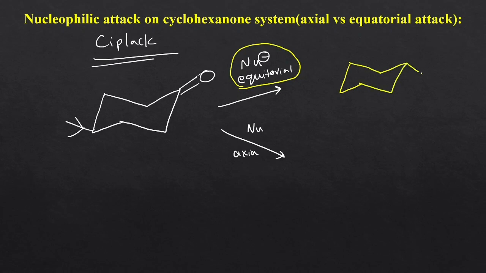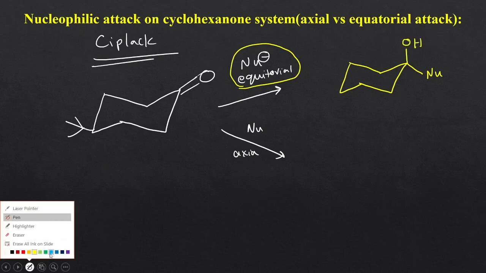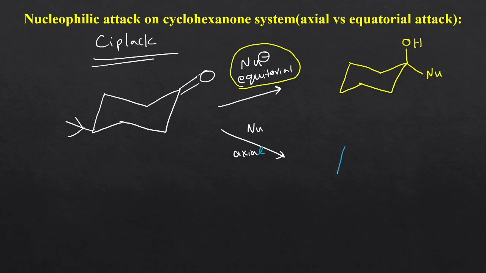So if the equatorial nucleophile attacks, that will end up with something like this structure, and if axial attack of the nucleophile takes place, then this will be something like this one. This is what is happening. Now what Cyclohexanone said is, just focus on this carbon-nucleophile bond. This is a sigma bond. If this is a sigma bond, then the sigma star will be lying exactly in the opposite direction. So the lobe of the sigma star orbital, which is a vacant antibonding orbital, will be on the opposite side.